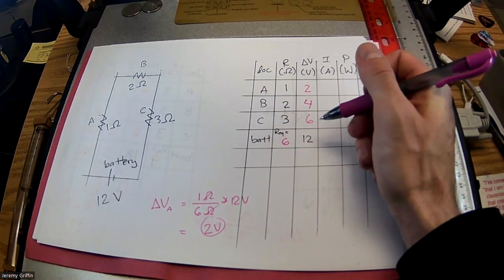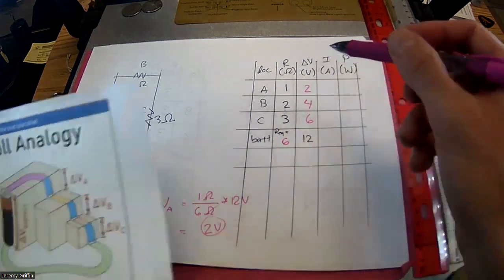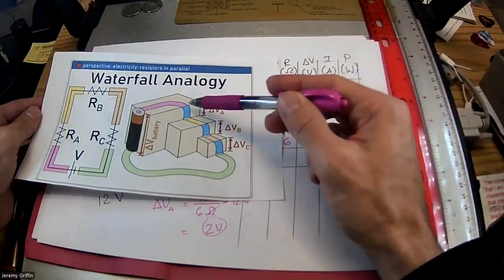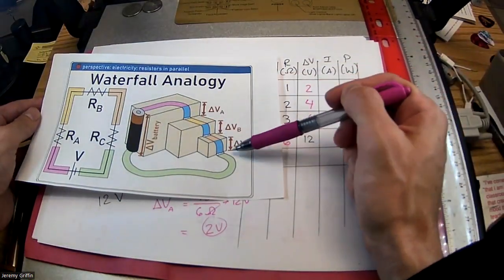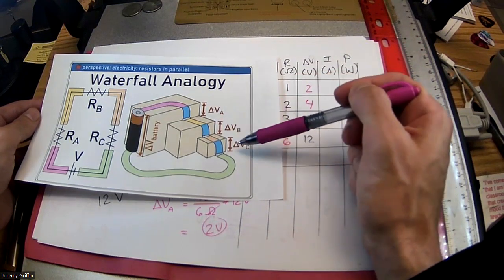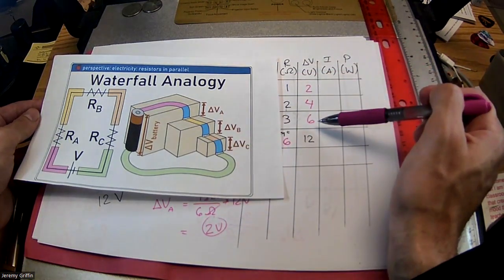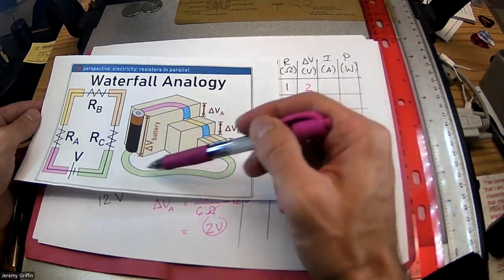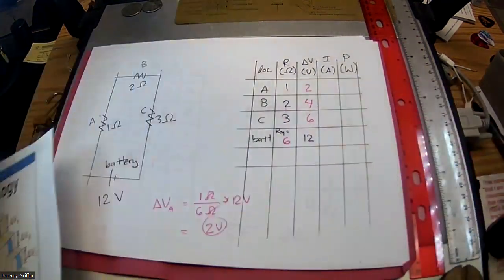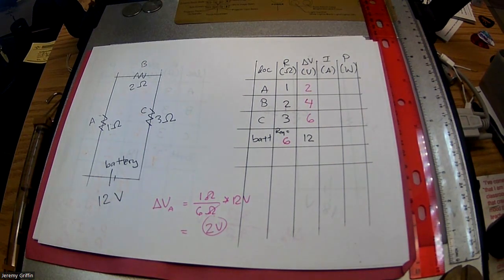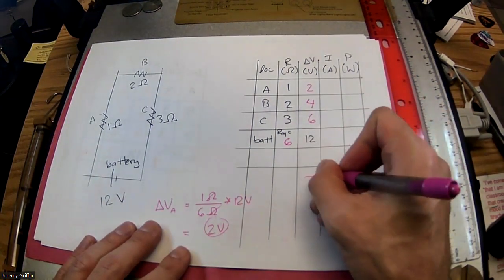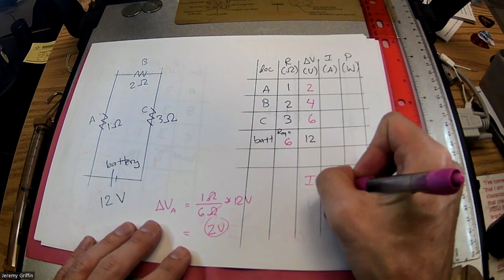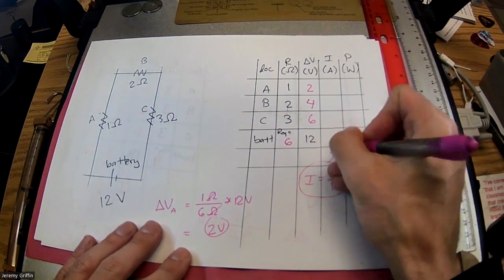Now let's think about this in terms of the loop rule. I have 2 volts drop, 4 volts drop, 6 volts drop. Guess what 2 plus 4 plus 6 is? 12. I've got a 12-volt battery. Look, 12 up, 12 down. You guys see that? Current is equal to voltage over resistance. So we've got Ohm's law going on right there.